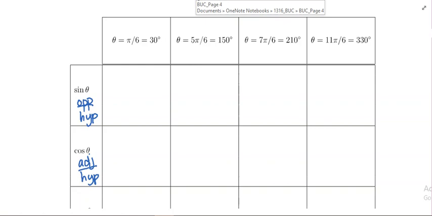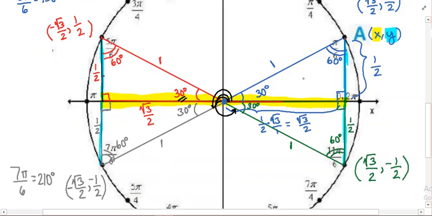So let's take a look at pi over 6, which is 30 degrees. If we go back to our unit circle, here is 30 degrees. And when we were doing this on page 4, we established the coordinates.